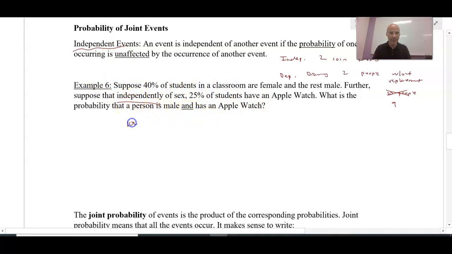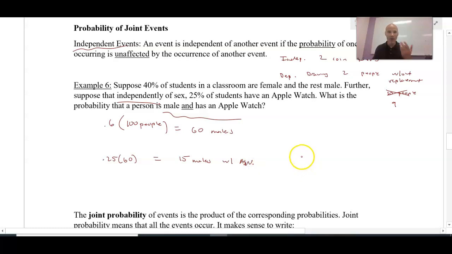Well, let me just start off with 100 people. Okay, so we know that 40% of them are female, and we know that 60% of them are male. So 60% are male, because we want to ask what percentage are male and have an Apple Watch. Well, 60 males are in that group, and then regardless of what sex you are, 25% of that 60 males should have an Apple Watch. So 25% of that would be 15 males with Apple Watch.